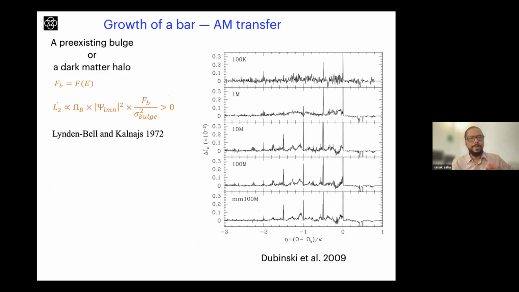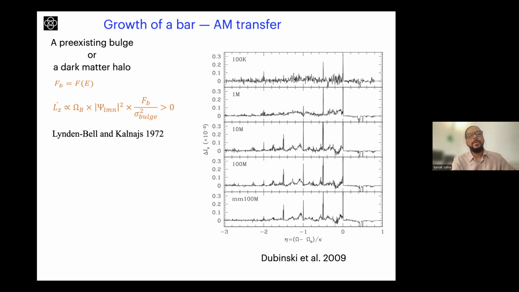Now, when you talk about simulations or analytics, how do we know how the bar grows? That's the kind of thing we want to know. If you think about a typical galaxy which hosts a central spherical bulge, to be simplistic, and the dark matter halo, and if you don't want to bring a lot of complexity, then one can think that the distribution function of the particles or stars that make up the spherical bulge or the dark matter halo can be described by a function of the energy integral.